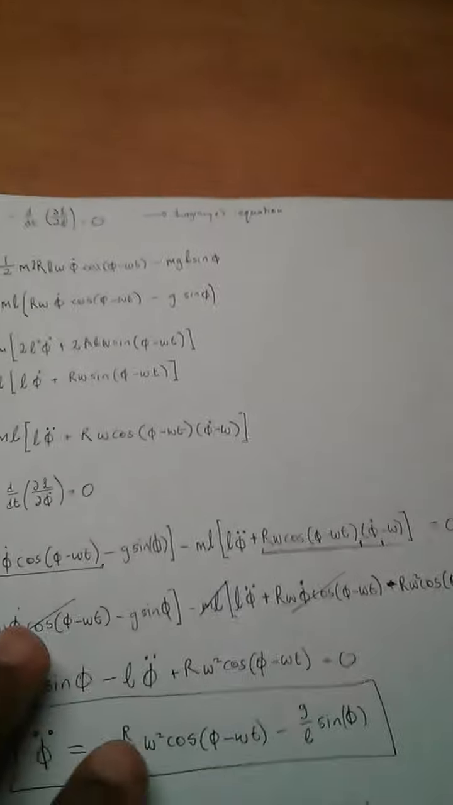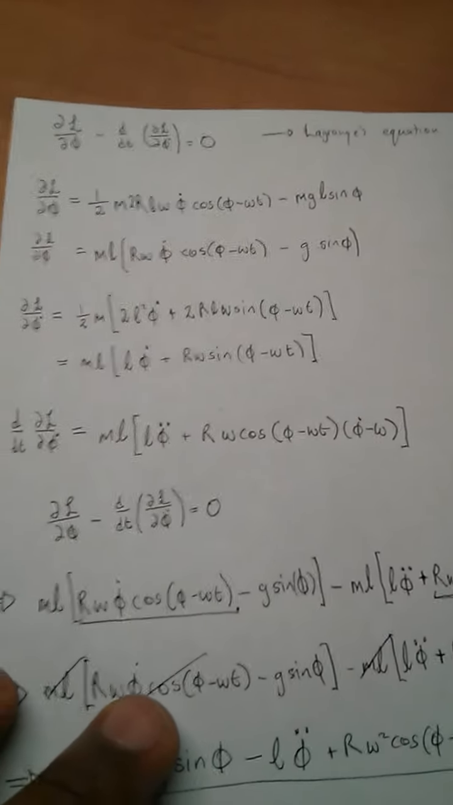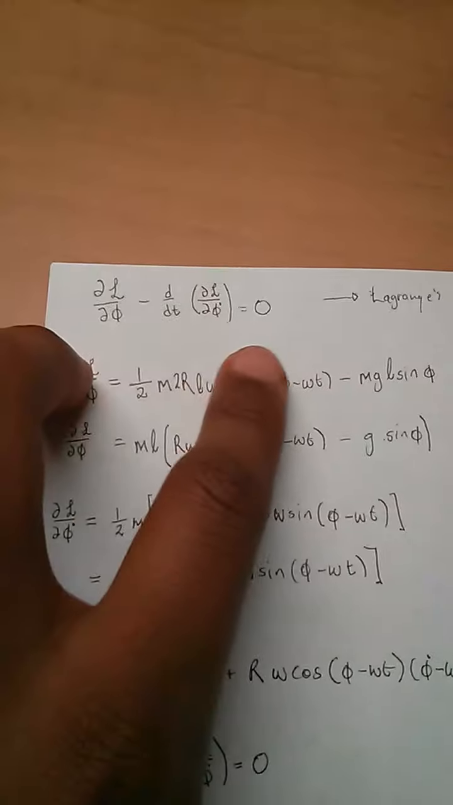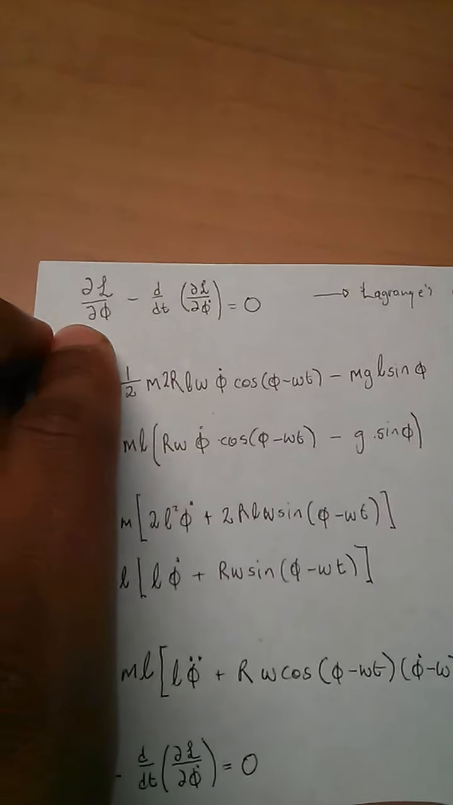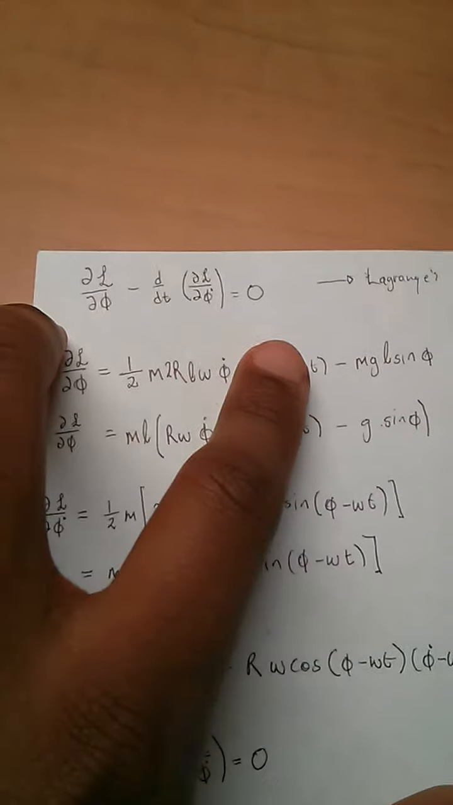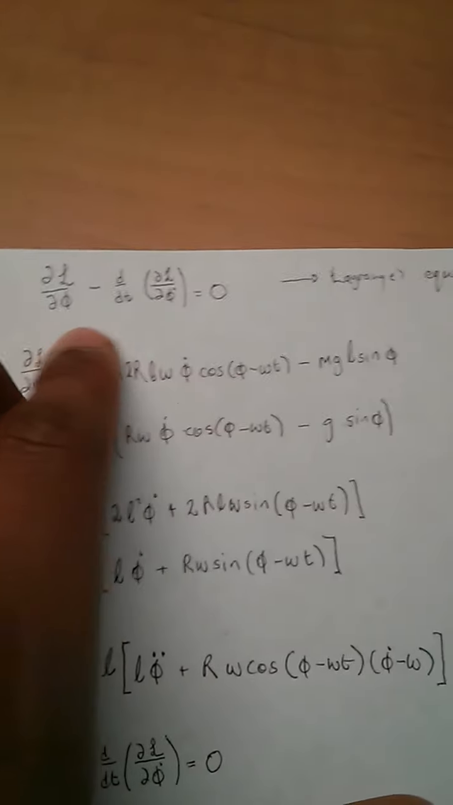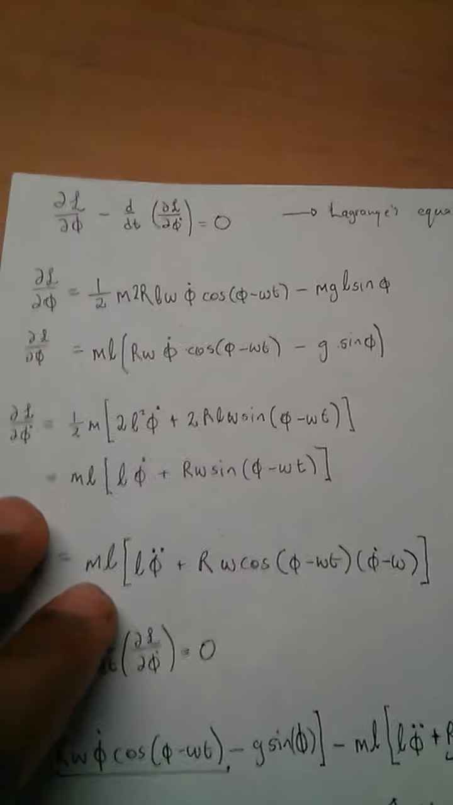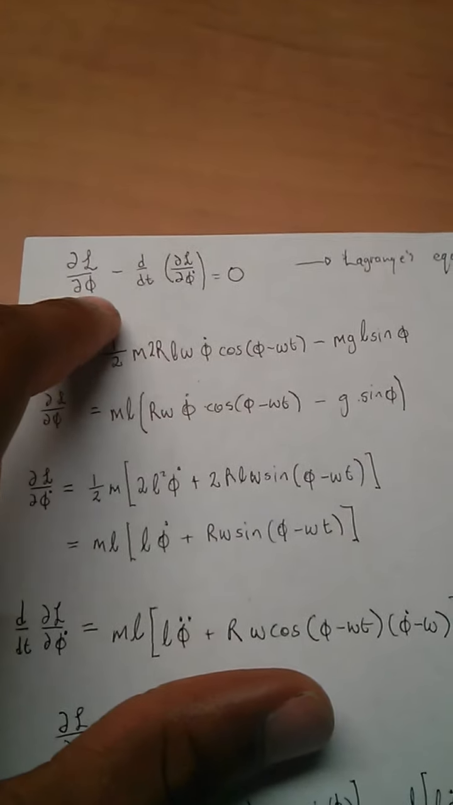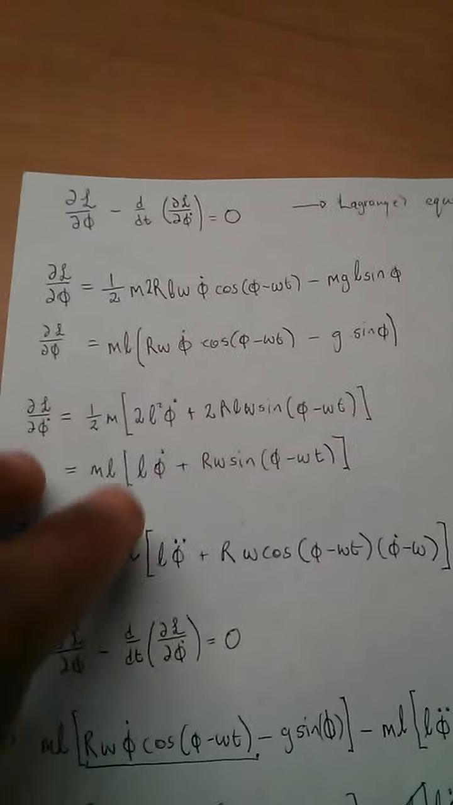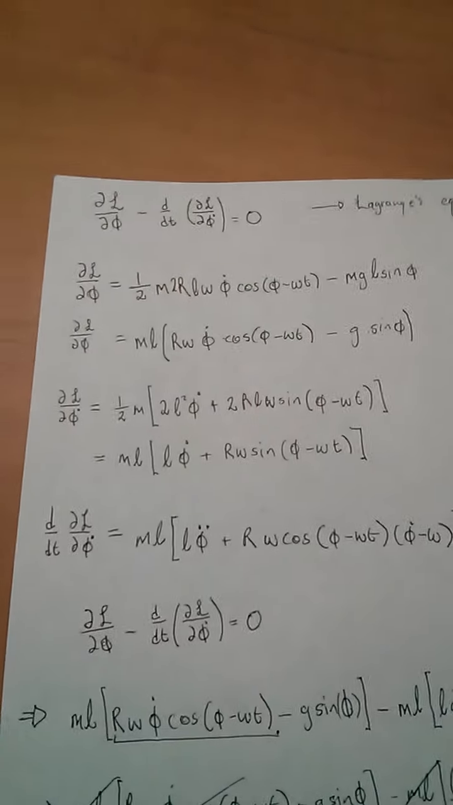So the next step is to solve this. Now, solving this, you're going to use one of the properties of Lagrange's equation, that if you do this to it, it's equal to 0. So that's what we're going to do right now. The first thing to do is to figure out this part over here. And to do that, you just differentiate the Lagrangian.